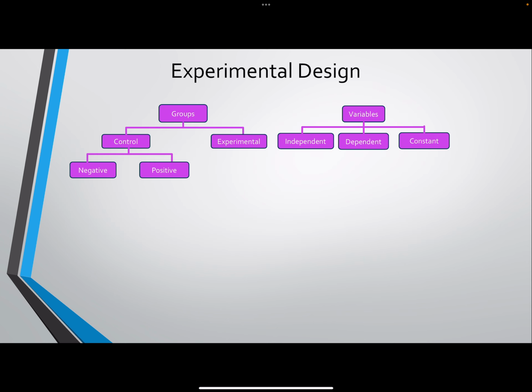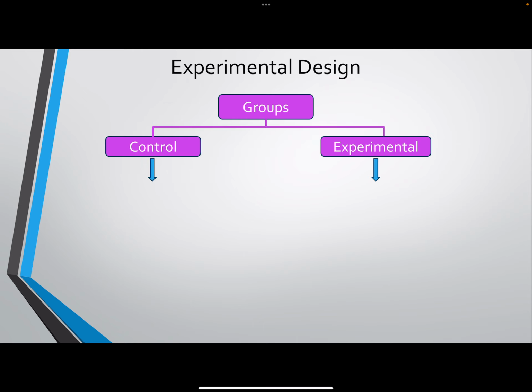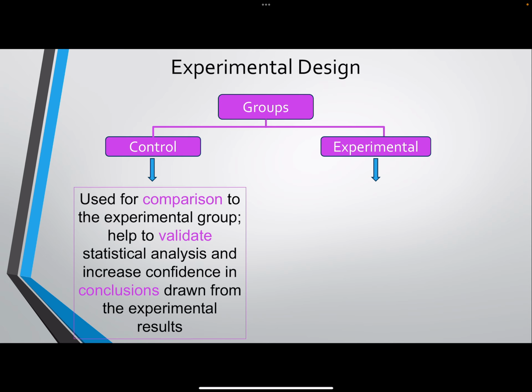For the experimental design, you're going to have groups and variables. For groups, you're going to go into control and experimental. For control, you're going to have a negative and positive group. While in experimental, it's going to be the group you experiment with. And for variables, you're going to have independent, dependent, and constant variables.